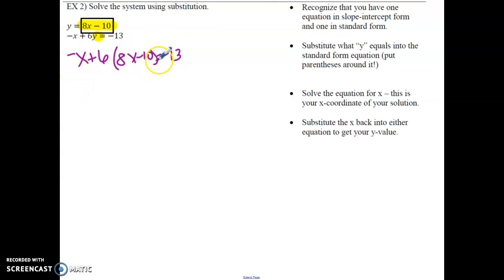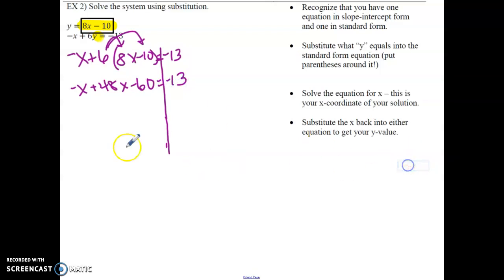And I need to solve. So this goes back again to last semester. We need to distribute and be really careful of our signs, and then go on from there. So 6 times 8 is 48. We have an x there. 6 times negative 10 is negative 60. I'm going to combine my like terms. If I combine those together, I get 47x minus 60, because that's a negative 1 there.